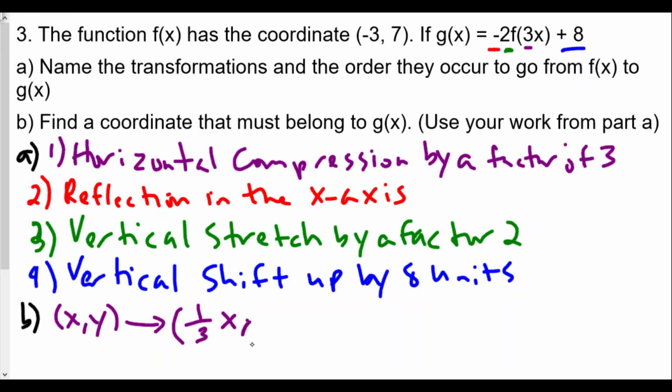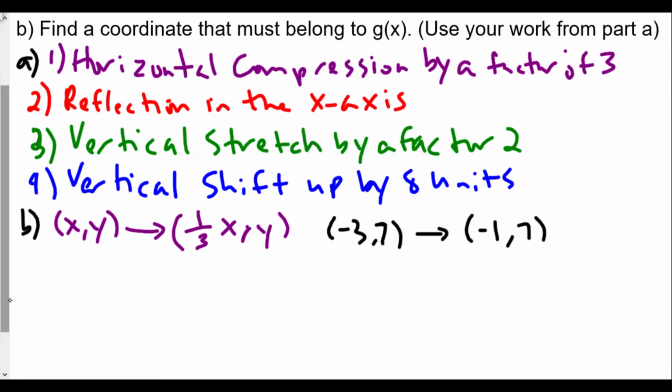So we have here 1/3 x comma y, and so we have our coordinate, which starts off as -3, 7, will be transformed. 1/3 times -3 becomes -1, and the y stays the same.